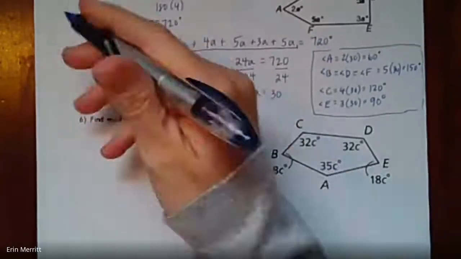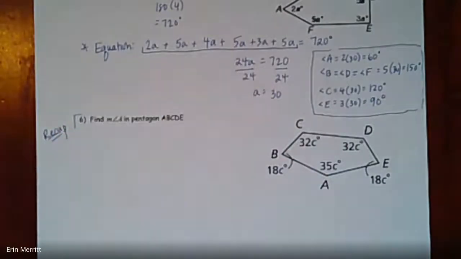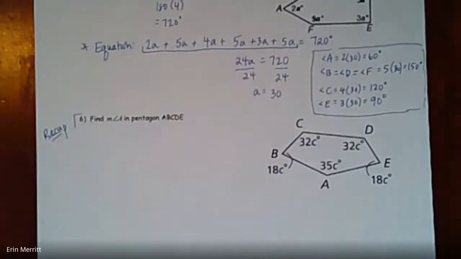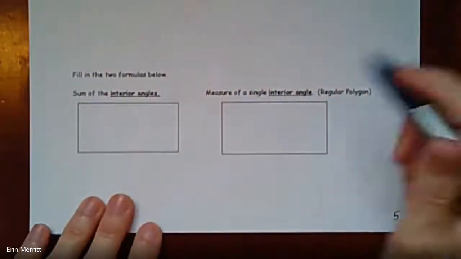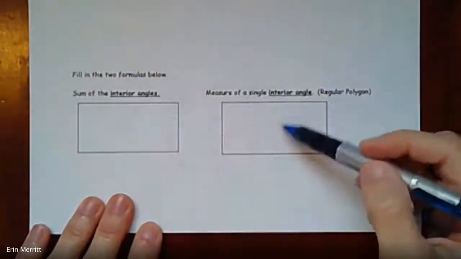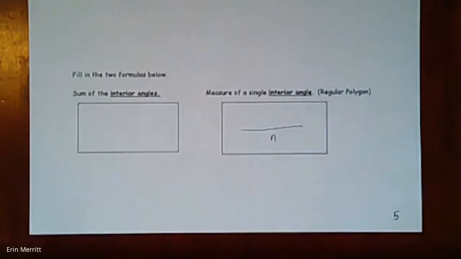Number 6, we're going to save that for a recap in class. So lots to do next time I see you. And then at the very bottom of the page, if you'd like, you can fill in the formulas one last time. What's the sum? And then what's the measure of a single angle, where you then add the divided by n piece of it.